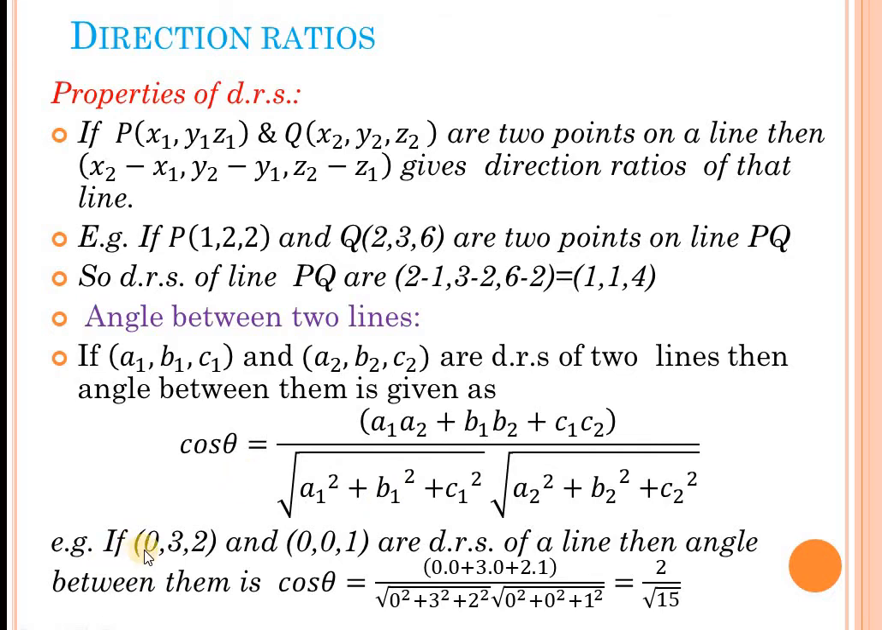And therefore, if 0, 3, 2 and 0, 0, 1 are direction ratios of two lines, then the angle between them is: A1 A2 is 0 into 0, plus B1 B2, 3 into 0, plus C1 C2, 2 into 1, which is 2, upon root of 0 square plus 3 square plus 2 square. So it is 9 plus 4, 13. So make a correction here, and here it is 1. So cos theta is 2 upon root of 13.